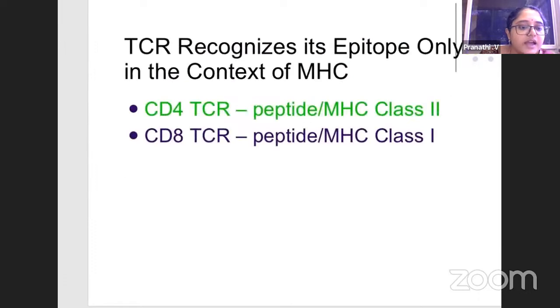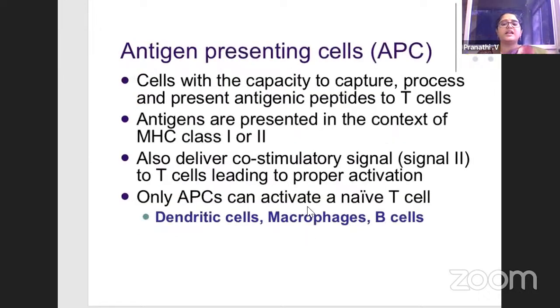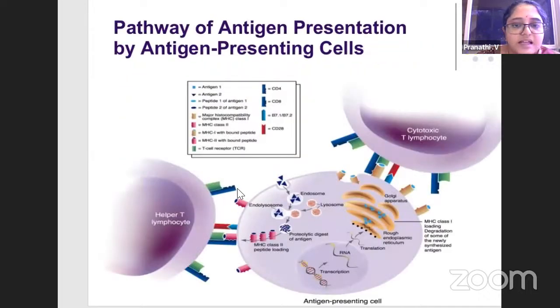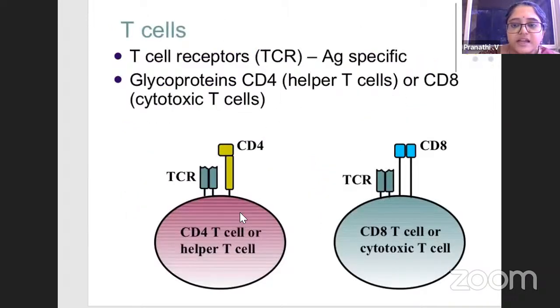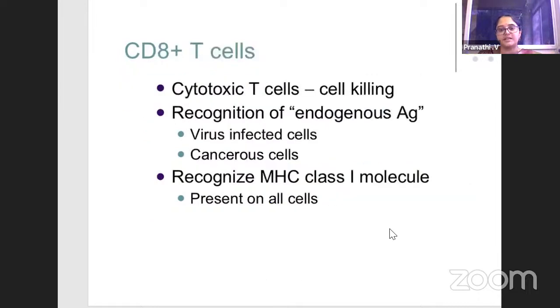In fact, now we have something called APCs, like I told you, antigen presenting cells. Differences among T cells are present again. CD4 and cytotoxic cells, T helper cells, and your T suppressor cells are present. Now, helper T cells have the glycoprotein CD4 and CD8. They are involved in antibody production, recognition of different kinds of exogenous antigen that is present, and they recognize your major histocompatibility complex class 2 molecules. Examples are macrophages, dendritic cells, and B cells.